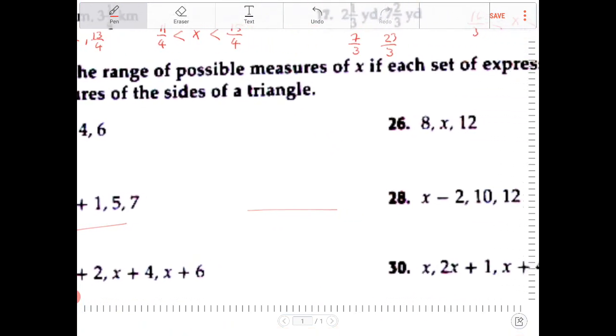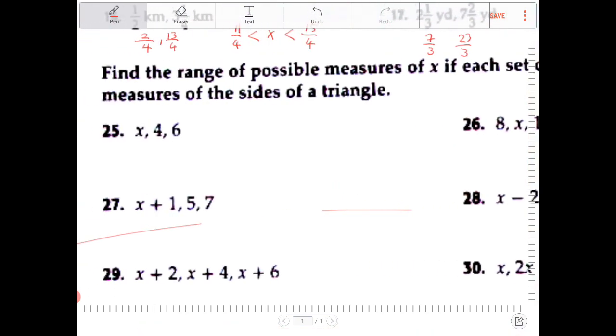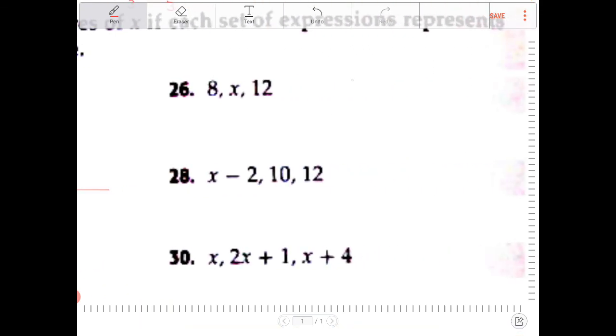Find a range of possible measure of x if each set of expressions represent measures of the side of a triangle. This is pretty much the same idea. So x is going to be between 10 and 2. X here is going to be between 20 and, what's 12 minus 8? That would be 4.